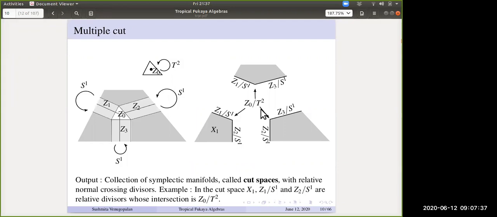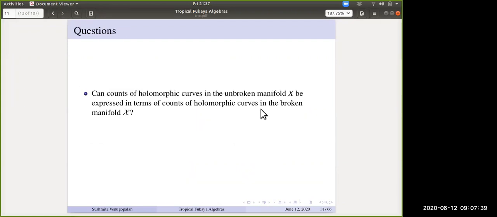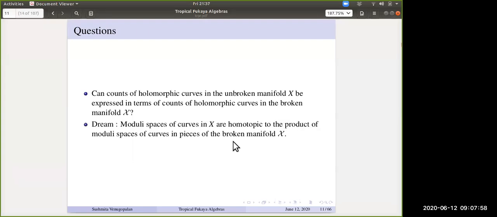Okay, so the question we are asking ourselves today is, if we apply a multiple cut to a symplectic manifold, can counts of holomorphic curves in the unbroken manifold be expressed in terms of counts of holomorphic curves in the broken manifold? The ideal case would be if we can somehow say that the moduli space of curves in the unbroken manifold is the product of the moduli spaces of curves in the broken manifold. But that is only partially realized.